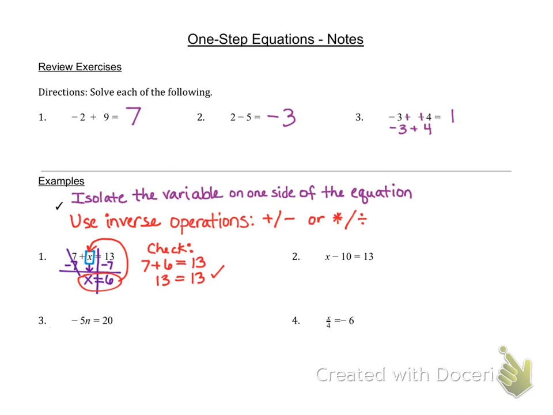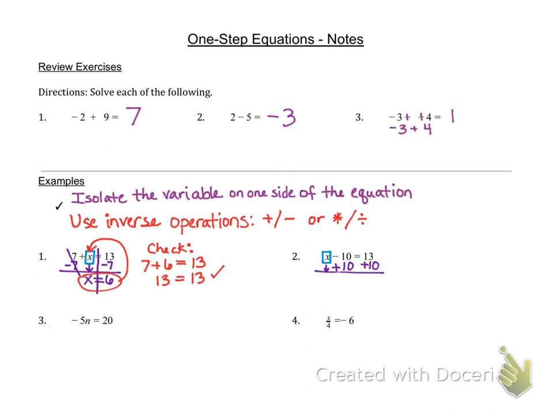Alright, let's try number 2 now. So here is my x value right here. So I want to keep that on the left side of the equal sign, and I want to move everything else over to the right side. So we have x minus 10 equals 13. So we want to move that -10 over to the other side, and the opposite operation of subtracting 10 is adding 10. So I'm going to add 10 to both sides of the equation.